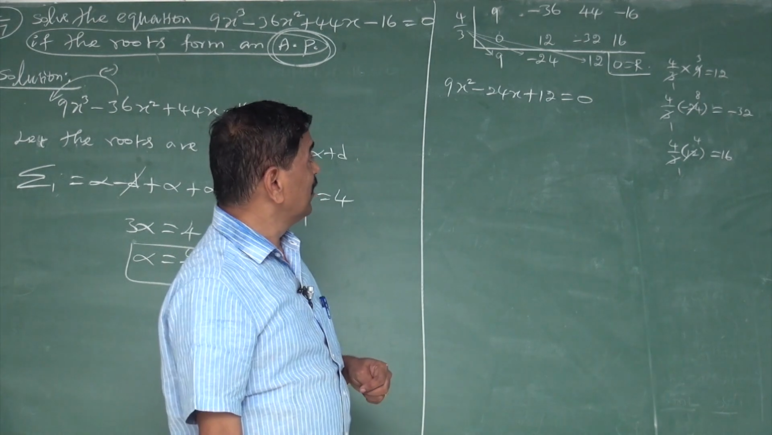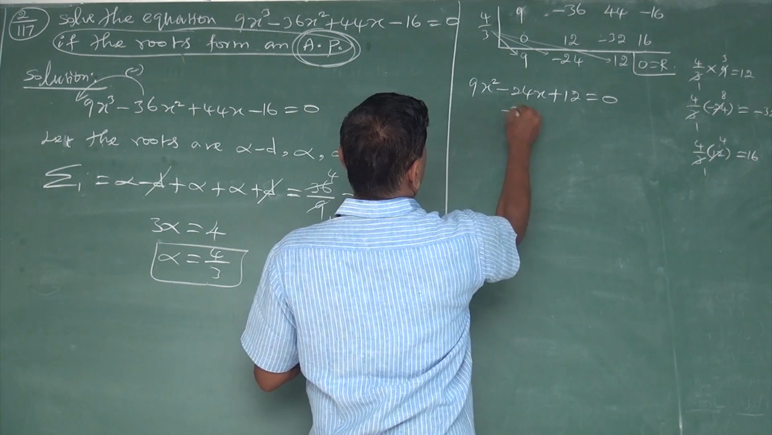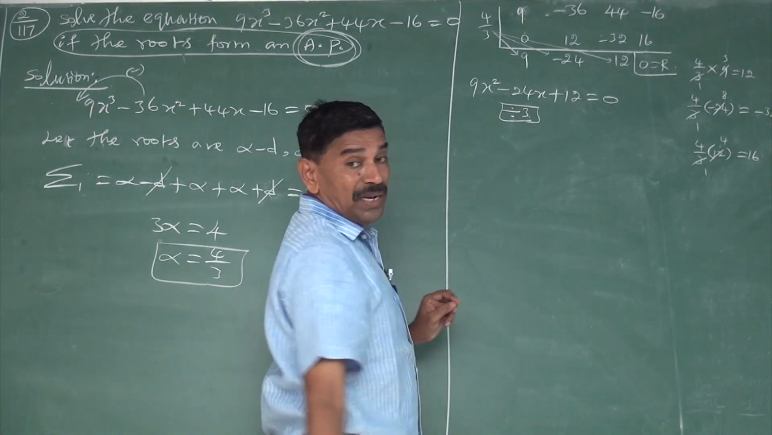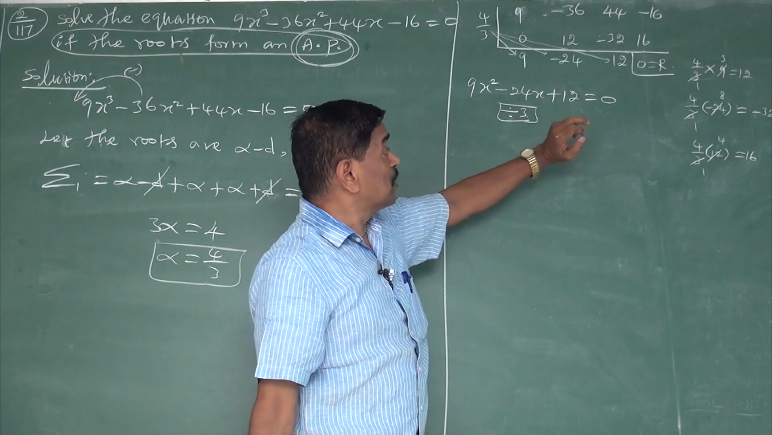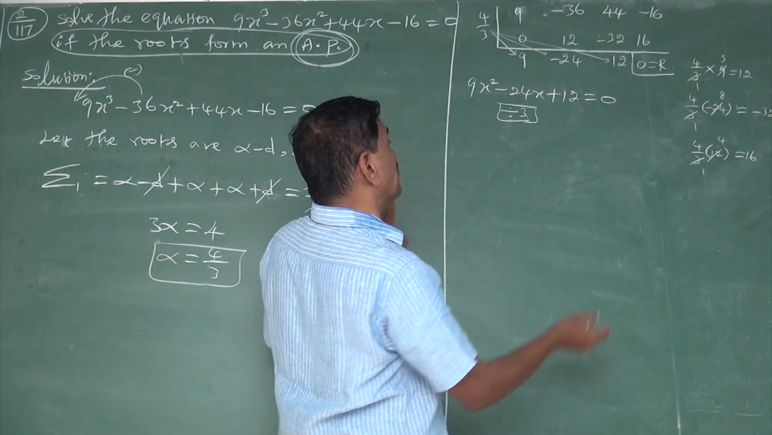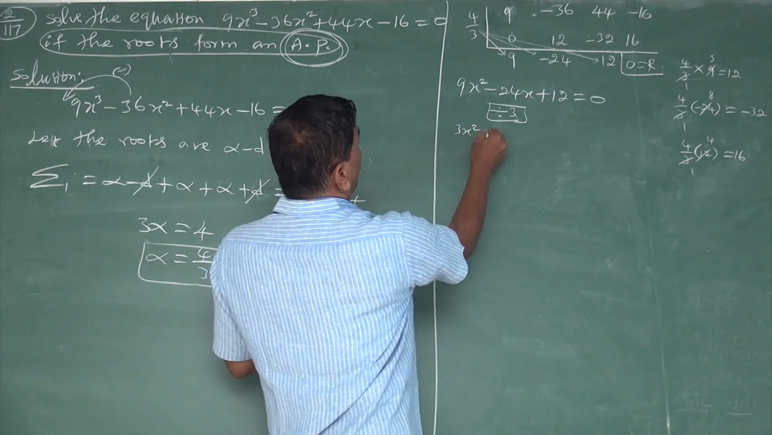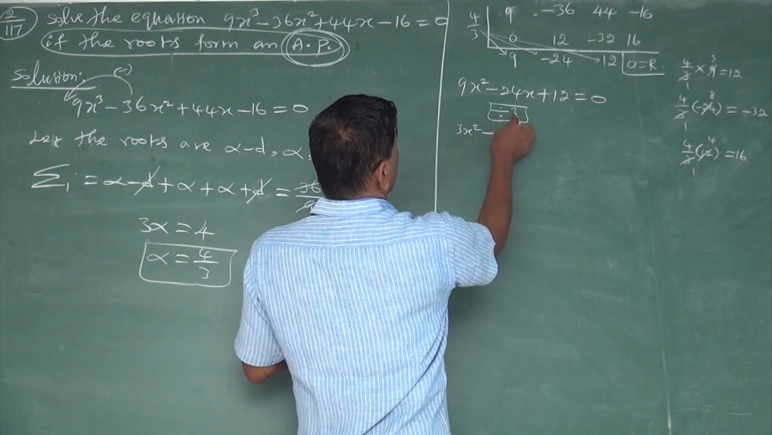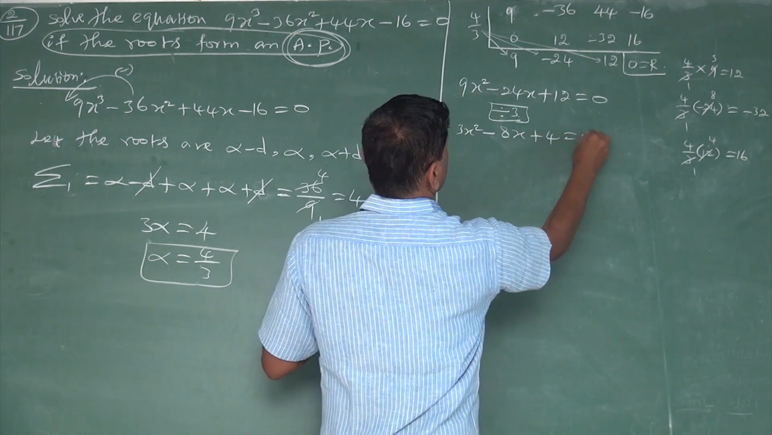Next, any further simplification? Very good, third table. For our convenience, we are using the third table: 3 3s are 9, 8 3s are 24, 4 3s are 12. So first let us divide by 3 on both sides. What is your answer? Good, 3x square, and 1 3 is 3, 8 3s are 24, so 3 3s are 9, so minus 8x plus 4 3s are 12, which is equal to 0.